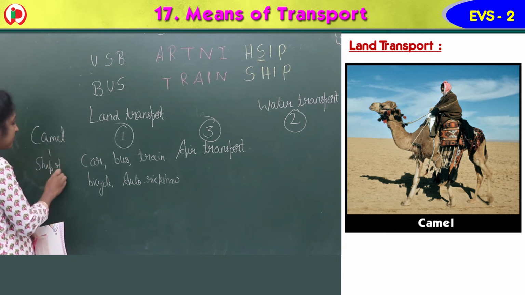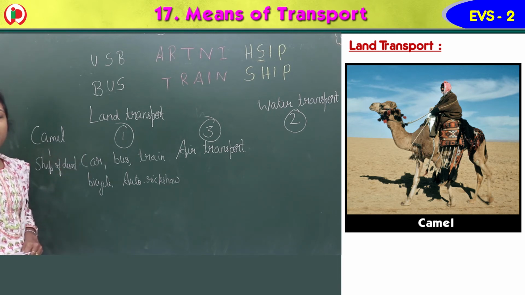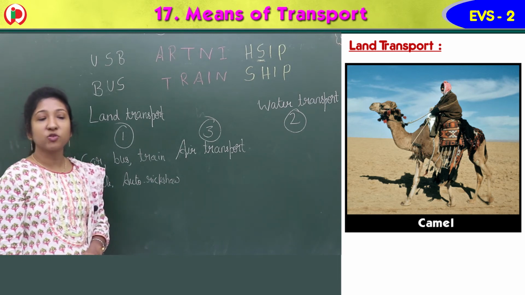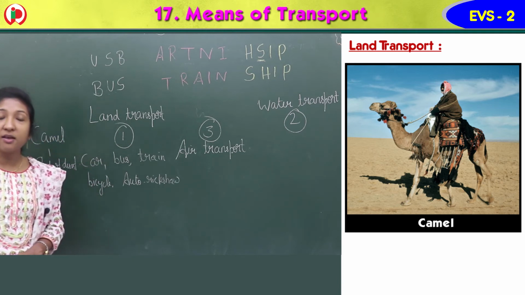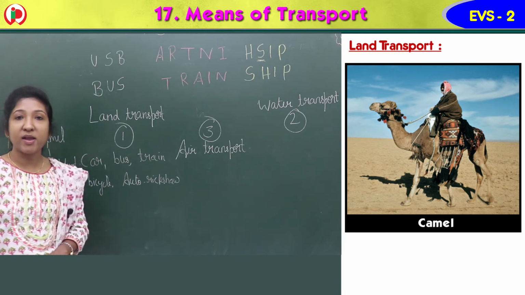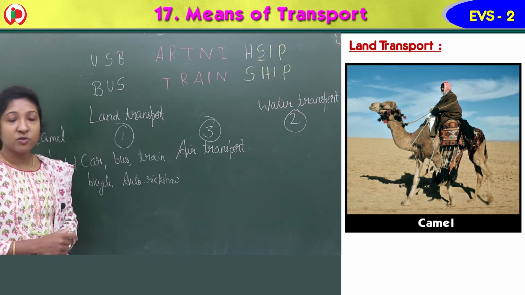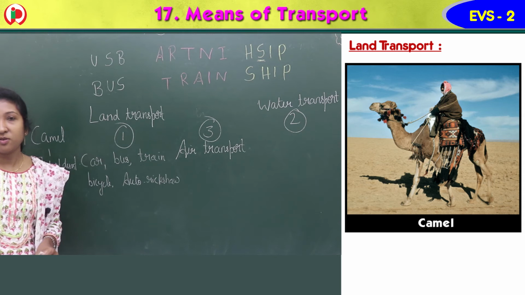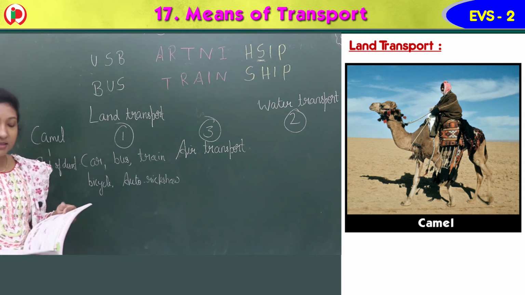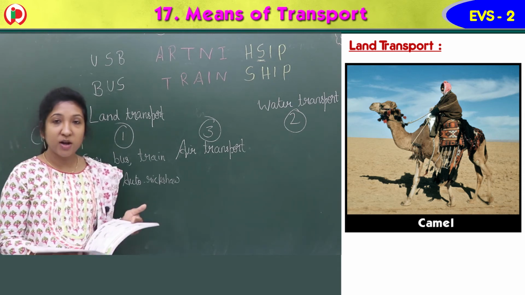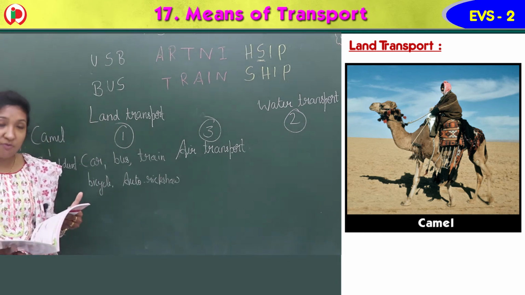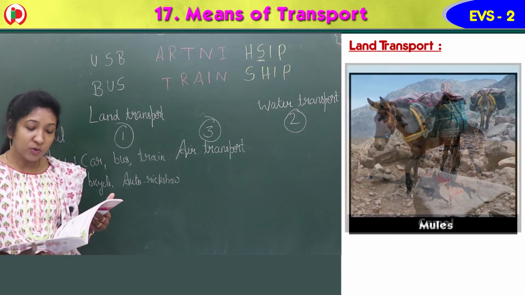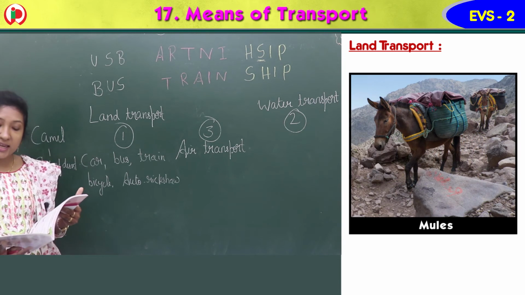Why? Because no other vehicle travels in the desert. Only the camel. People use the camel to travel from one place to another or to carry goods from one place to another in a desert area. So we can say the camel is the ship of the desert. Mules and ponies are used in hilly areas.